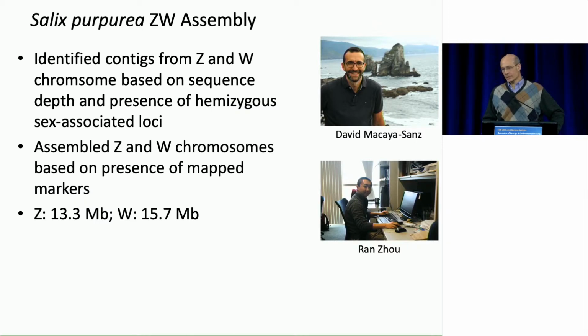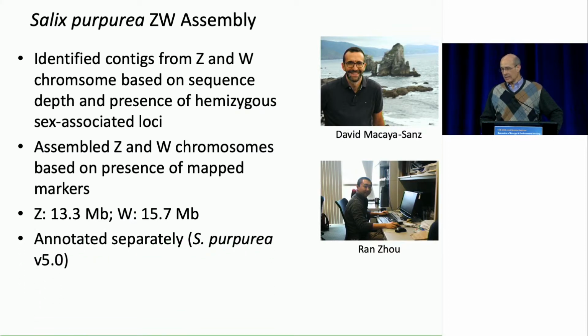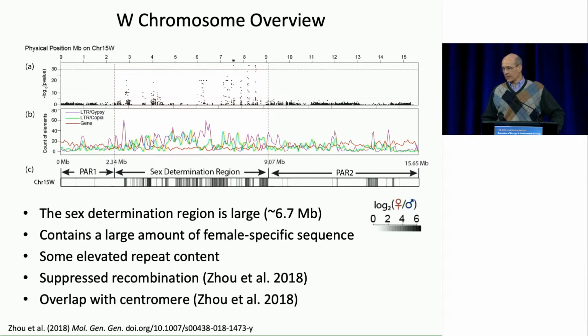The W chromosome, it turns out, is a couple of megabases larger than the Z chromosome, and both of those were annotated separately by Phytozome. So here's an overview of the W chromosome. You can see there's a large segment in the middle that's in complete linkage disequilibrium that is associated with sex. So that's our sex determination region.